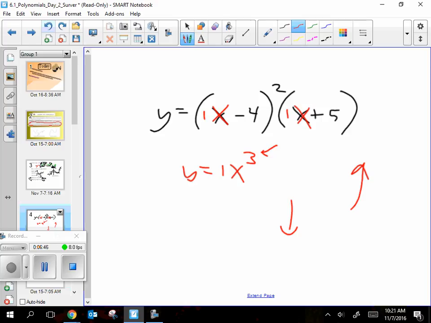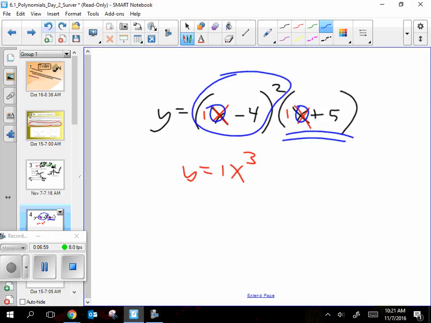One other thing I could get from it real quick is the y-intercept, which is where x is 0. Put in a 0 here, put in a 0 here. What's negative 4 squared? Positive 16 times 5. It's a big number, but it's a big positive number. So if I were to graph this one, I would know its y-intercept is some big positive number. I would know its lead coefficient, which tells both ends.